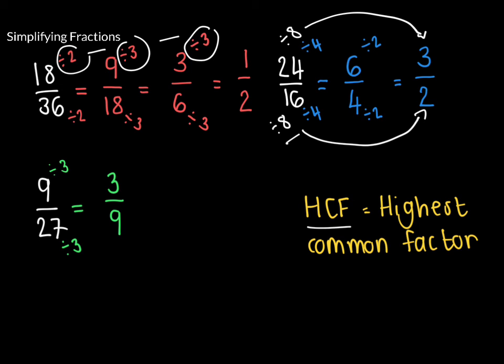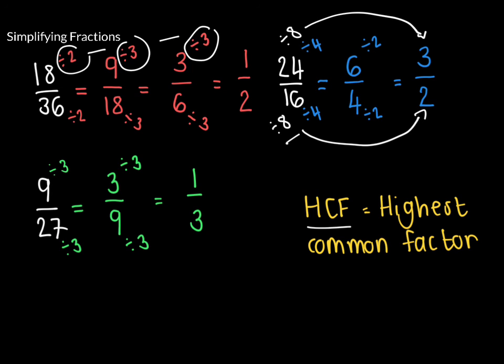So we're not quite done, because I can still divide 3 over 9 by another number. I can divide it by 3. So I'm going to have 3 divided by 3 and 9 divided by 3. 3 divided by 3 gives me 1, and 9 divided by 3 gives me 3. And now I definitely can't simplify it anymore, because the only number I could possibly divide by would be 1. So this is the simplest form of this fraction.